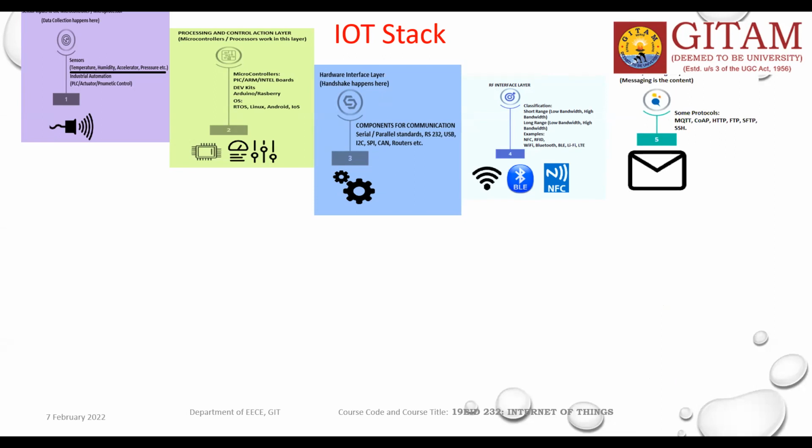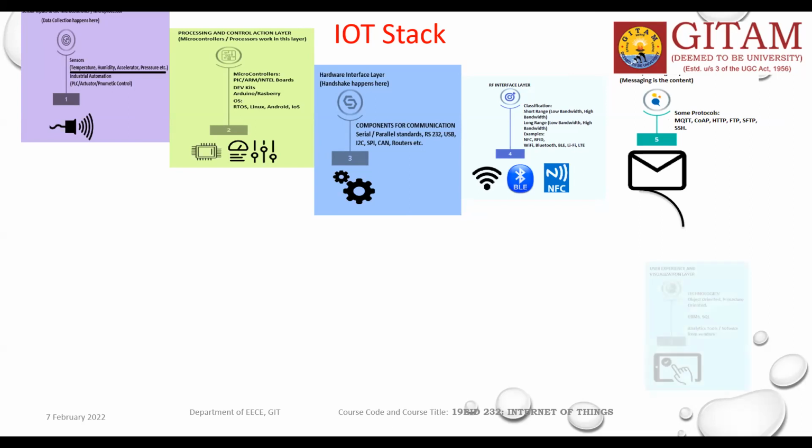And the next one is the messaging layer, that is the fifth layer. That means how the data can be transported to the cloud, maybe using some protocols. So what are the protocols here? MQTT, message queuing telemetry transport, constrained application protocol, HTTP, FTP, SFTP, SSH. These are the different kinds of protocols used for escalating the data after processing to the cloud.